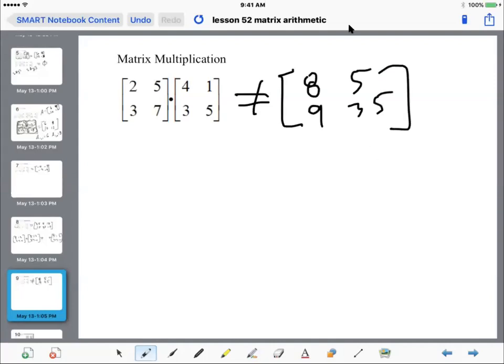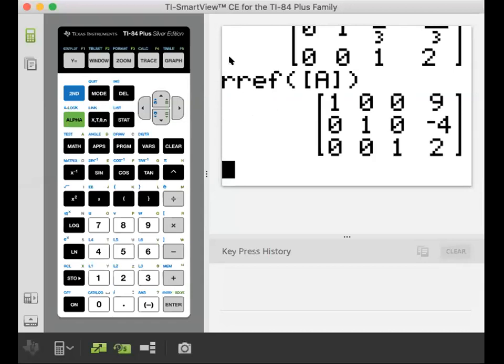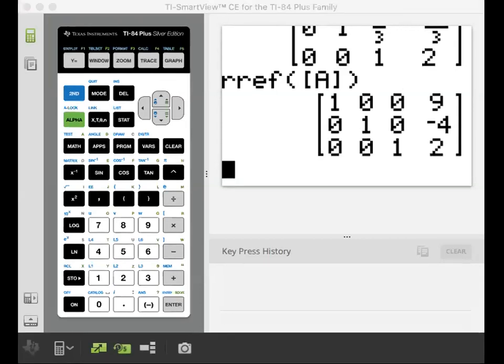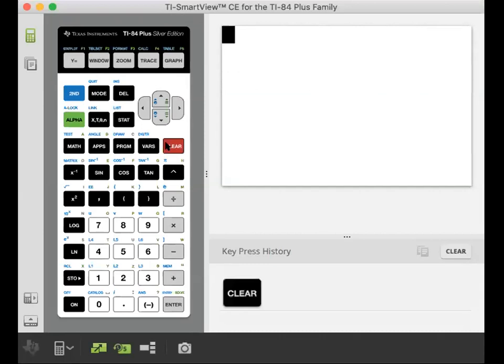Well, so what does it equal? Well, let me bring up the graphing calculator. Hold on a second. Where is that graphing calculator? I see it on the screen, I just don't see it on my, let's see. Oh, it is there. Okay, great. So let me clear this out.